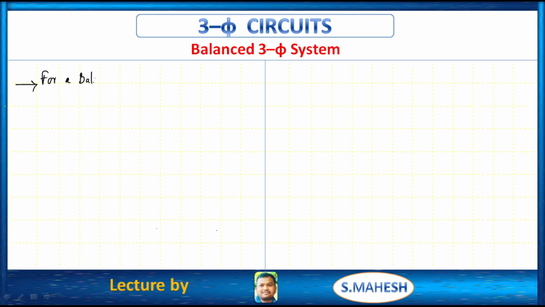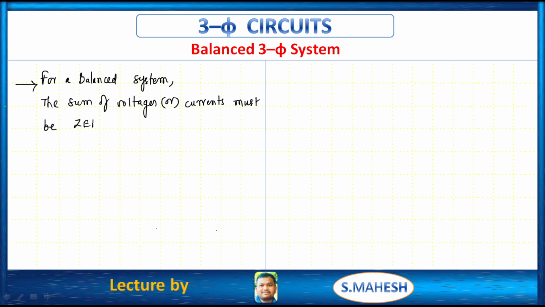For a balanced system, the sum of voltages or currents must be 0, but vice versa may not be true always.